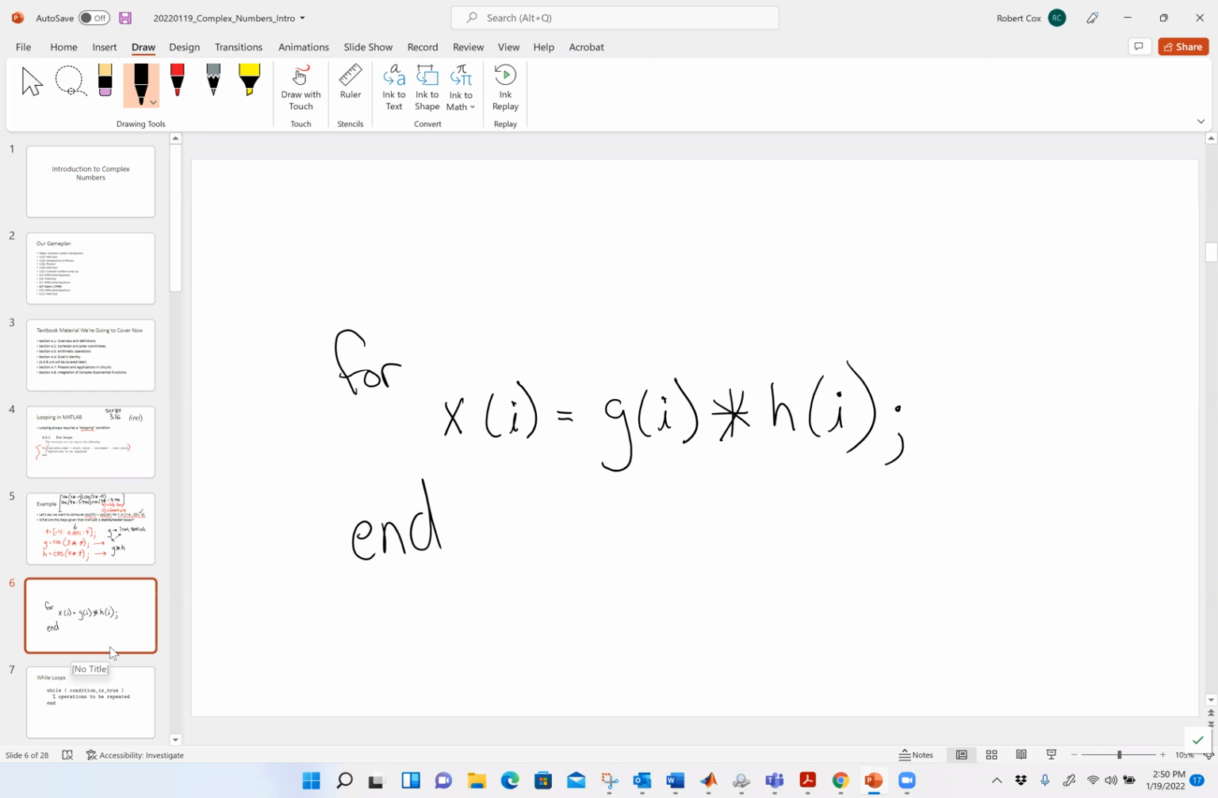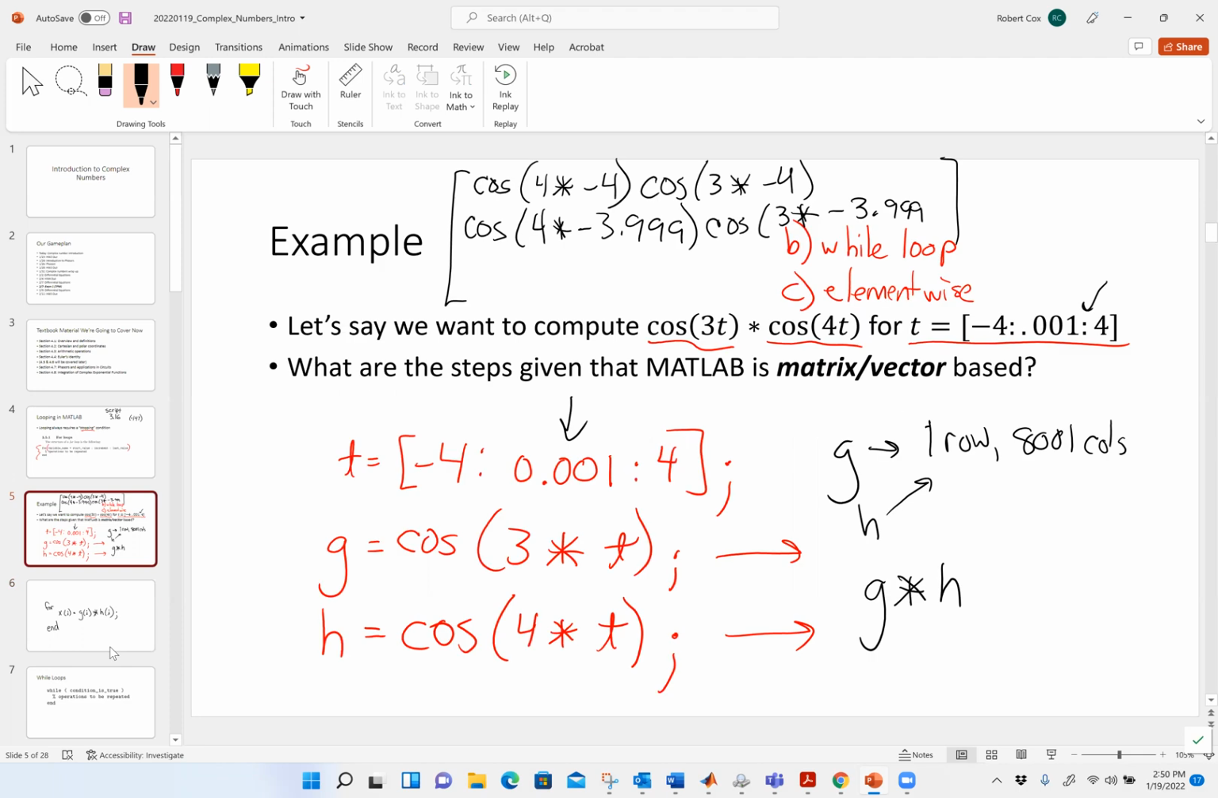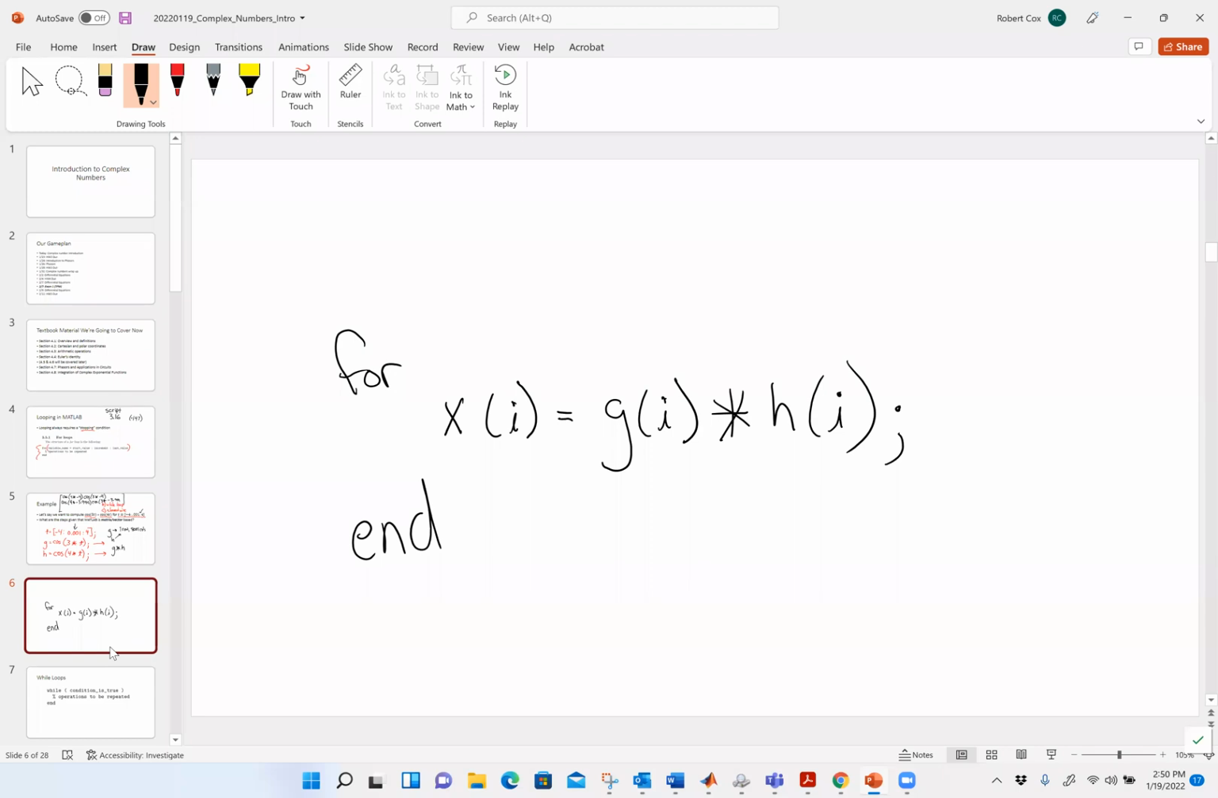You guys follow that? I'm sorry, I got confused here for a second about the G and H. G is supposed to be a variable, not a function. So when I say G of I like this, I'm saying pull out the entry at location number I. So what I have to do is define I as a variable.